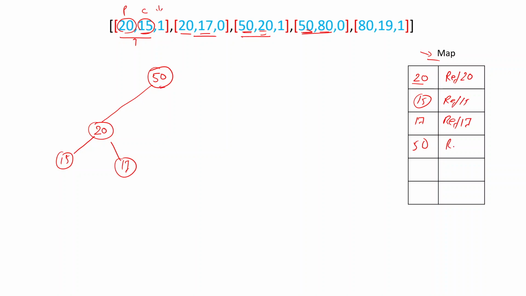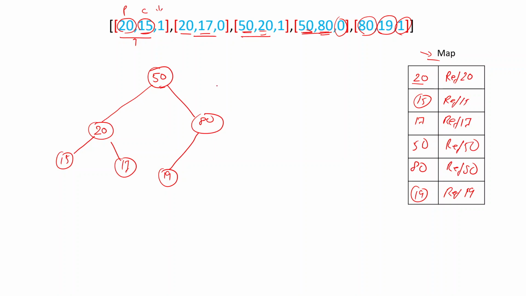Then we'll come to 80. 80 is not there, so let's create 80 first, put it into the map, and add it to the right side of 50, because here it is 0. Then we see that 80 is there as a parent, and whether 19 is there as a child or not. It is not there, so we create 19 and put it into the map. Then we add 19 to the left of 80. So this is what we are going to get.